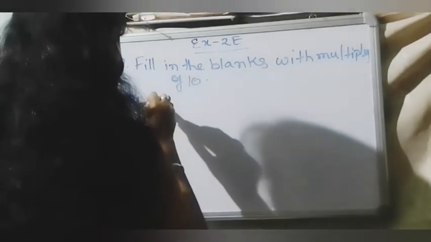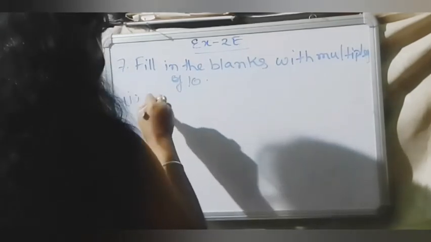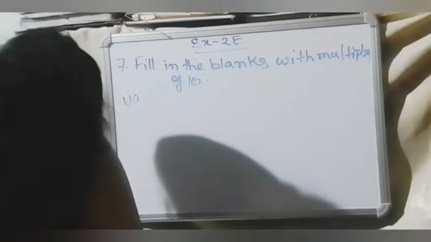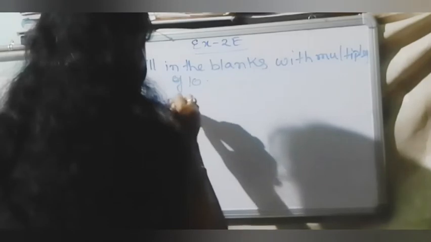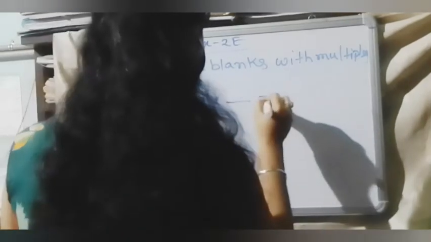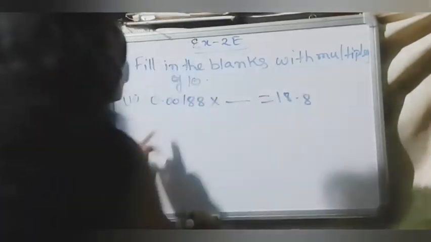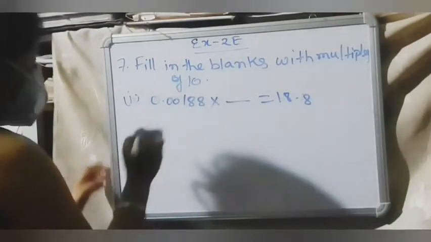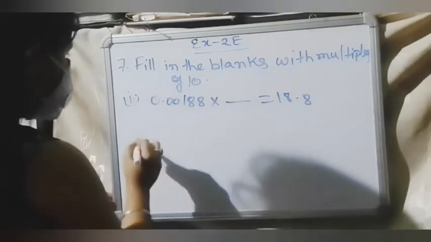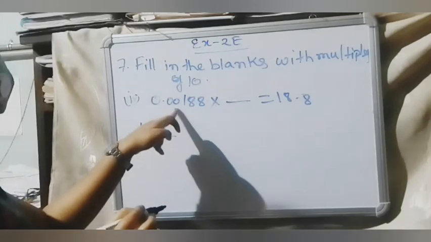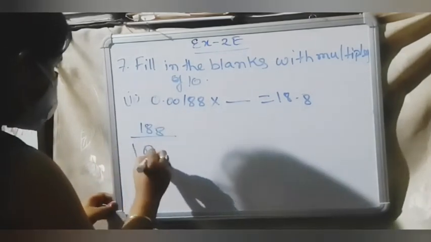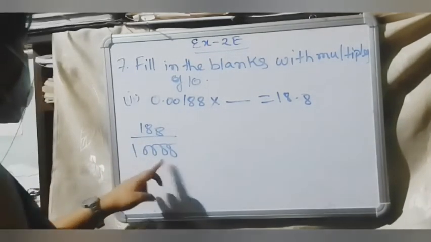Now 0.00188 times dash is equal to 18.8. Now, what number do you have to multiply by? For that, in rough, what will you do? You will write 188. After the decimal point, how many digits? 1, 2, 3, 4, 5 digits you will write.